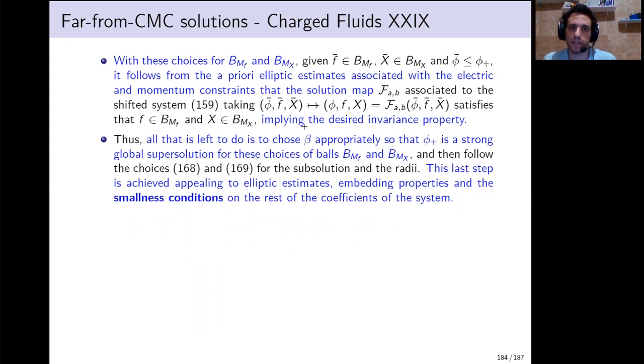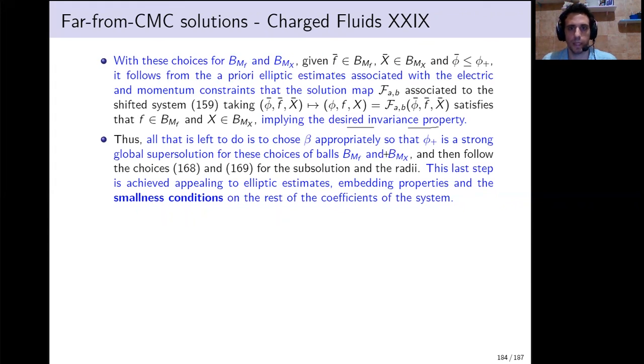So this implies the desired invariance property. And what we need to show now is that we can choose beta so that our phi plus is actually a strong global super solution for these choices of radius.